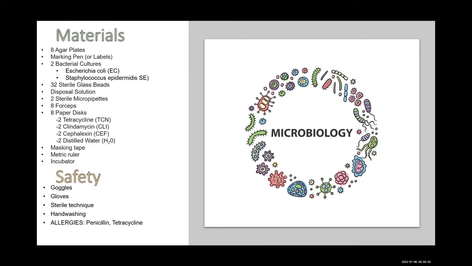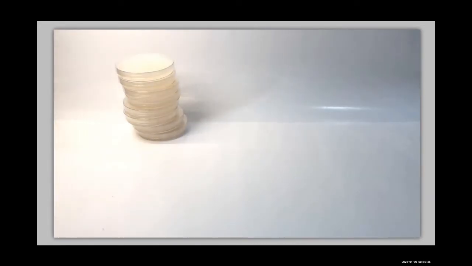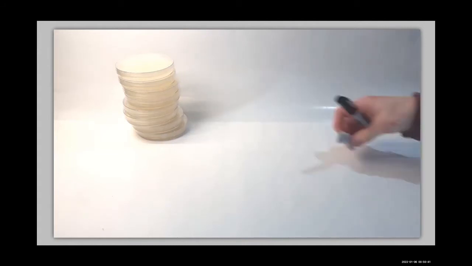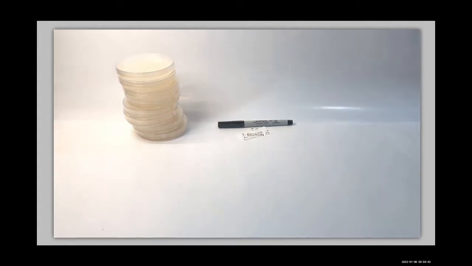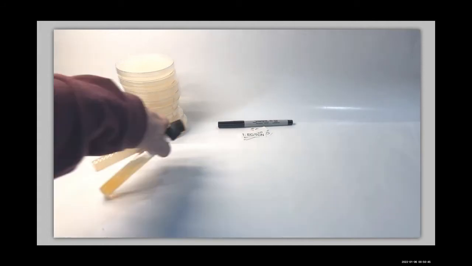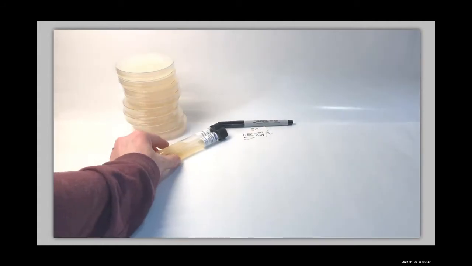Materials: 8 nutrient agar plates, a marking pen or labels, 2 bacteria cultures, 1 Escherichia coli or E. coli, which we will denote as EC, and 1 Staphylococcus epidermidis, which we will denote as SE.